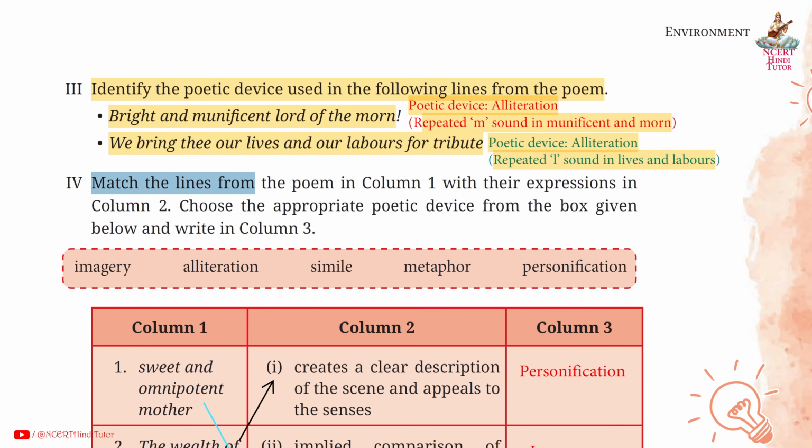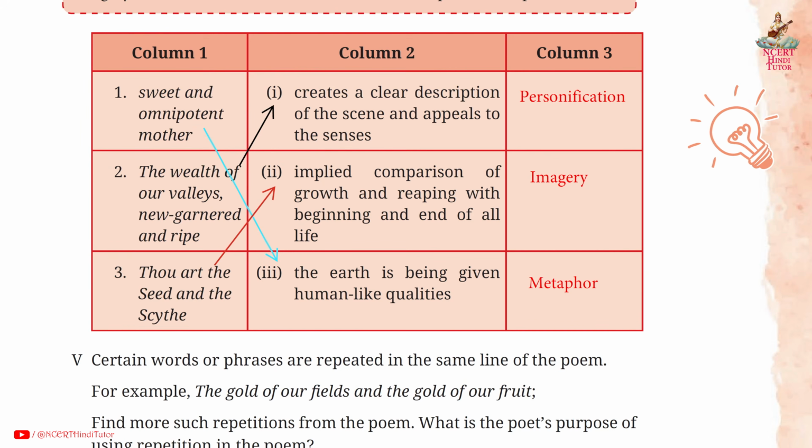Fourth, match the lines from the poem in column 1 with their expressions in column 2. Choose the appropriate poetic device from the box given below and write in column 3. First, sweet and omnipotent mother. Third, the earth is being given human-like qualities, personification. Second, the wealth of our valleys, new, garnered, and ripe. First, creates a clear description of the scene and appeals to the senses, imagery.